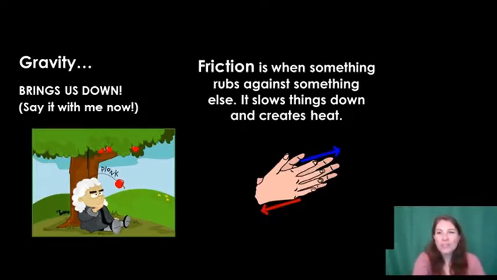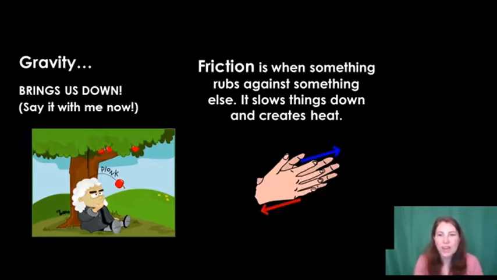One of the main forces we talked about first was gravity. And remember, when we said gravity, we did that thing where we said gravity pulls us down or brings us down. So you can say that with me. That picture is Isaac Newton, and he's the man where the story goes that an apple fell on his head, and it made him start wondering why. Why does everything fall down like that? And he ended up explaining gravity to people.